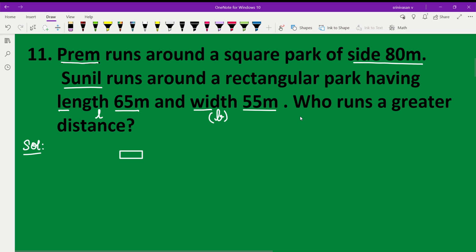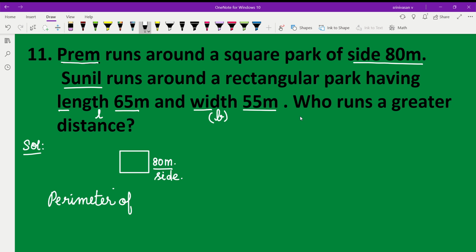So Prem runs around a square park. Here the side is given, it is 80 meter. So we know the formula to find the perimeter of a square. The formula is perimeter of a square equal 4 into side units.